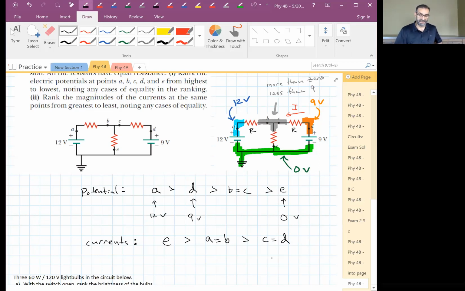E is the biggest because you've got the 9-volt battery pushing some current this way. The 12-volt battery is pushing some current this way. And what do they do? They come together, and all of it goes through point E. So E has to be the biggest. And then we did the rest basically with Ohm's law, yeah.